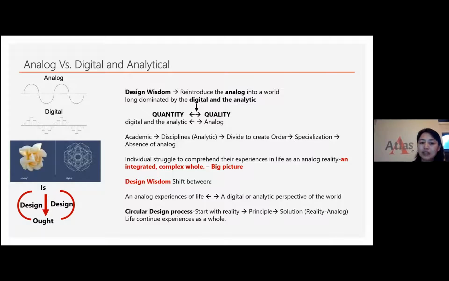And the design wisdom is kind of shifting between this analog experience of life and the digital analysis of life, because you usually start design with reality, then you try to summarize what is the problem, what do we want to create? You create this principle, then you come back to reality to find the solution, the unique problem solving. I think that's how design wisdom is kind of shifting between this analog and analytical thinking.